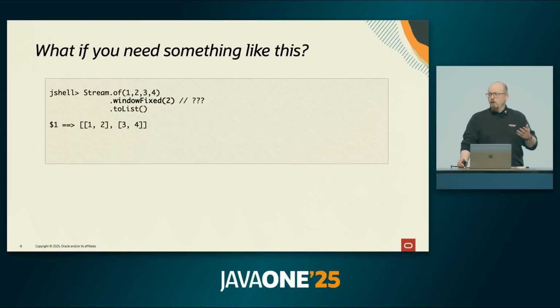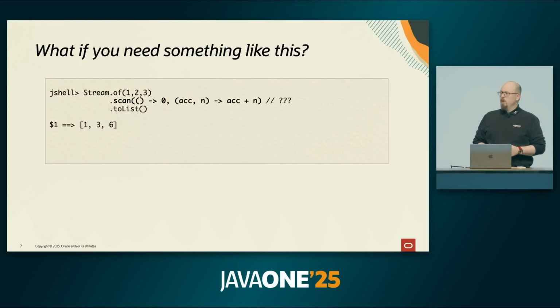Or you need to do any sort of windowing on a stream. You need to group individual elements into, like, a list or something, depending on some condition. How would you do that? So in this case, for instance, this is a window fixed operation, or a fixed window operation of 2.